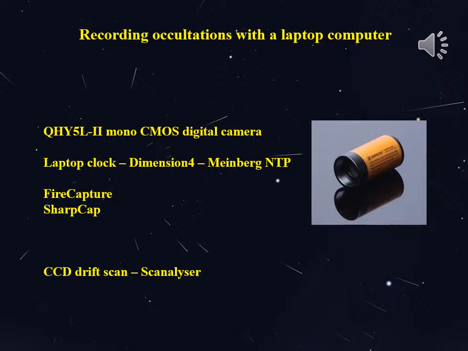So some use Dimension 4, like you have for your meteor work. A better solution is Meinberg NTP, which is free software from an atomic clock manufacturer. You can also configure your own NTP settings on a computer to get the timing. And for recording, there's good software, free or relatively inexpensive, like FireCapture or SharpCap.